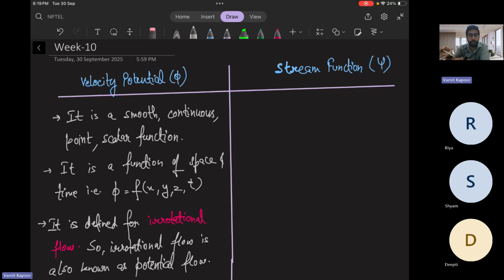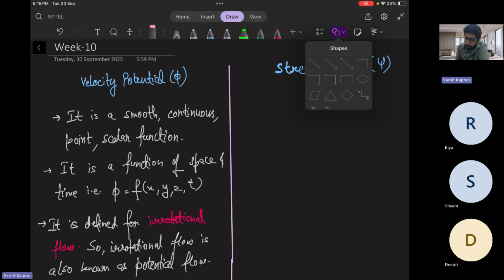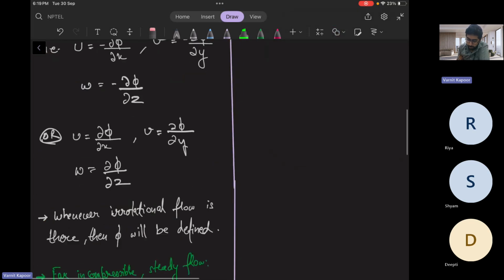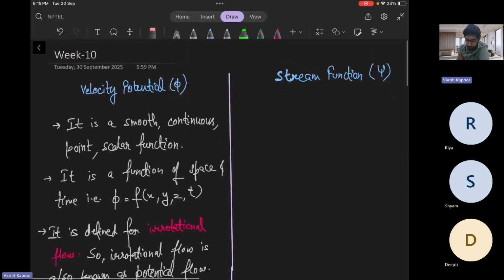Again, it is defined for the continuity equation, that is, for conservation of mass, and it is defined in such a way that the derivative of the stream function in a particular direction gives the velocity component in the perpendicular direction. Always remember that. And the stream function is only and only defined for two-dimensional flow, not for three-dimensional flow.